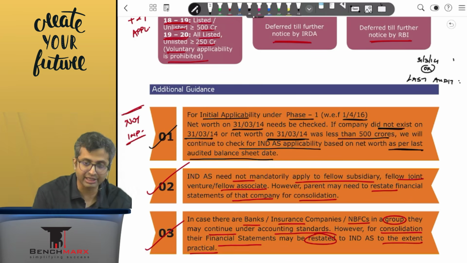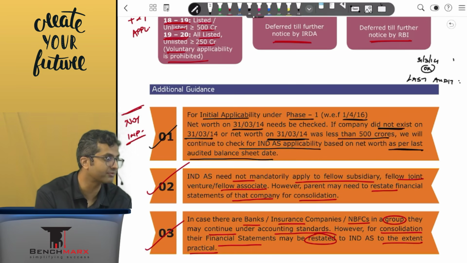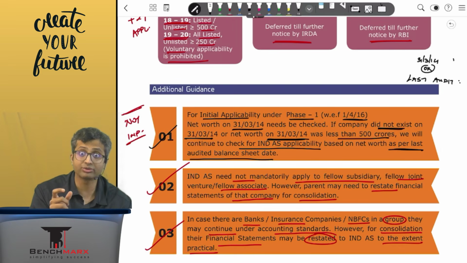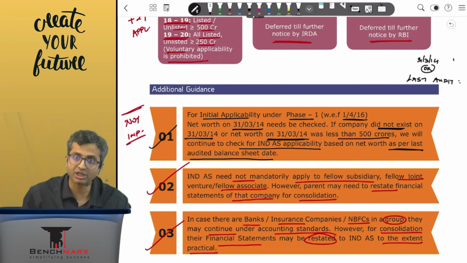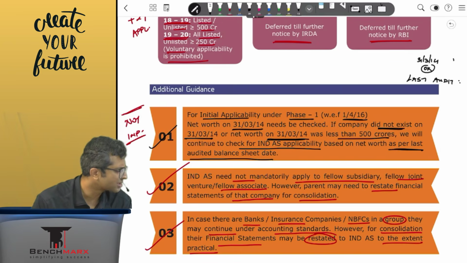Like in the second case, my net worth on 31st March 14 was only 200 crores, but my last audited balance sheet on 31st March 16 showed 550 crores. Ind AS applied there too. In the first case, my net worth was 600 crores on 31st March 14. Then its net worth reduced, but it doesn't matter. On 31st March 14 it is higher, which means Ind AS becomes applicable. Are we clear with this?